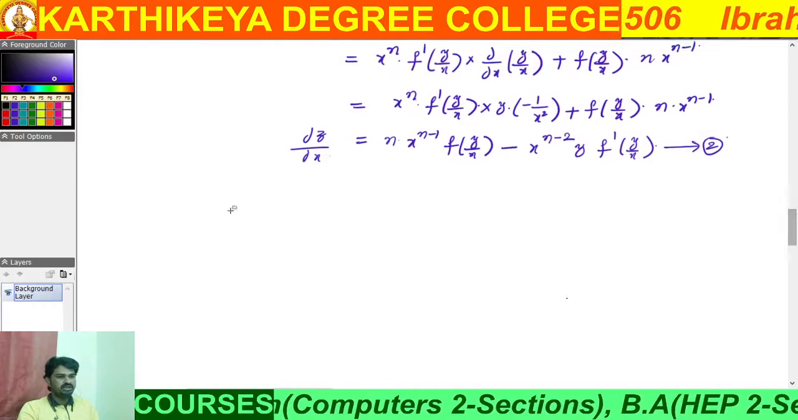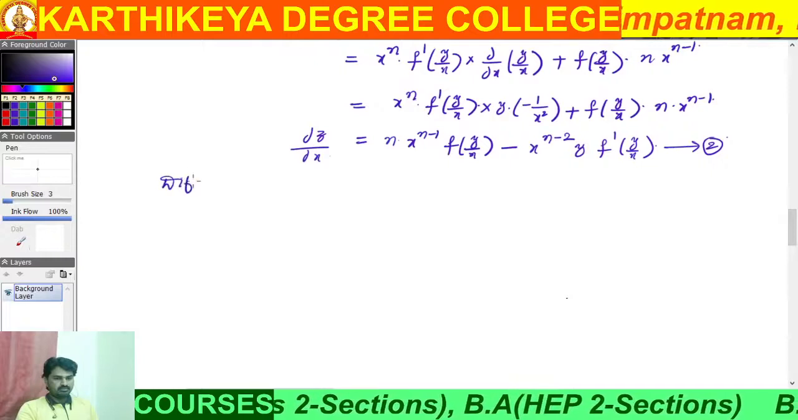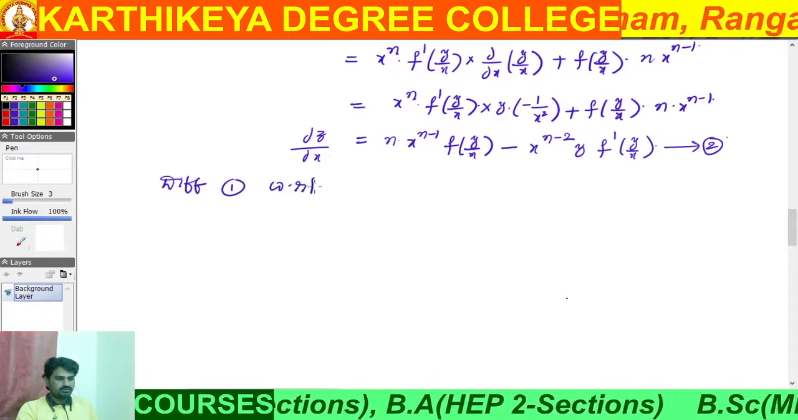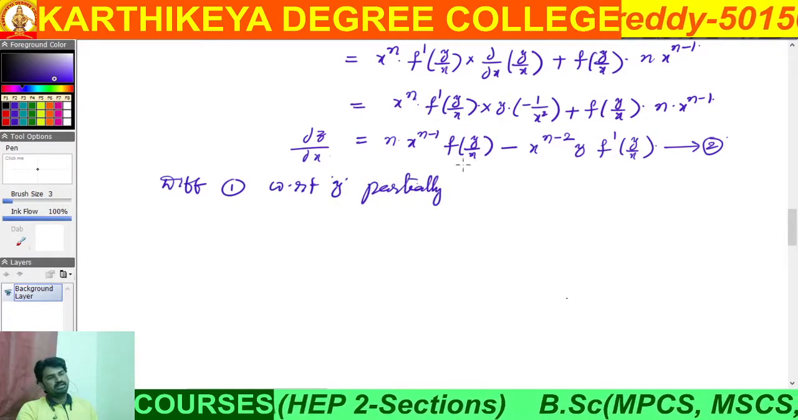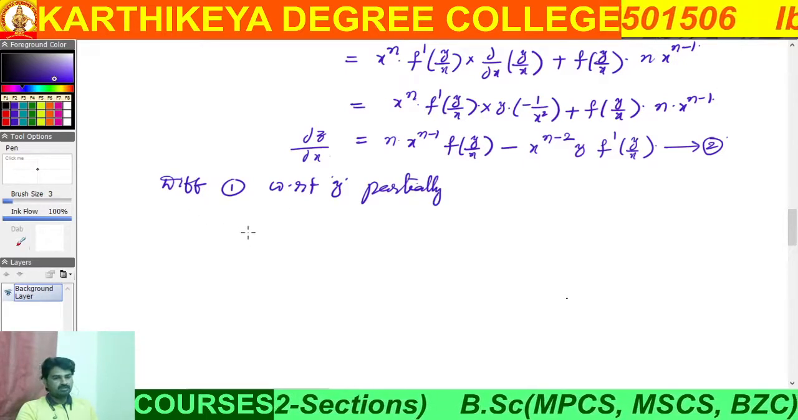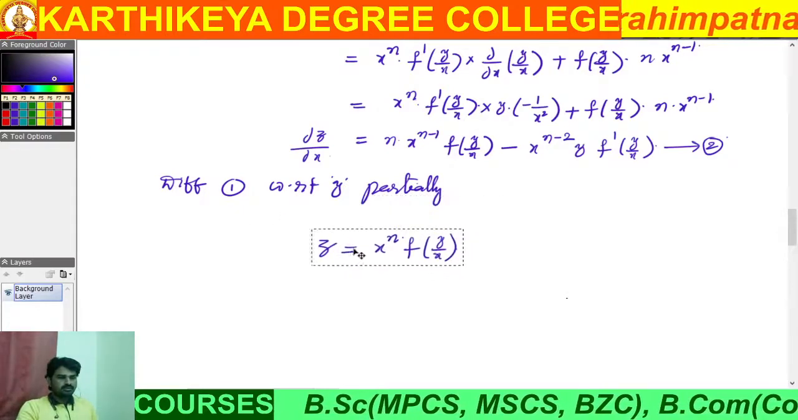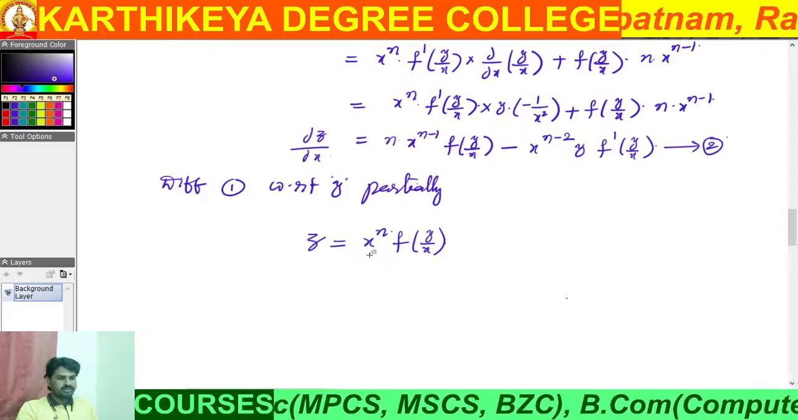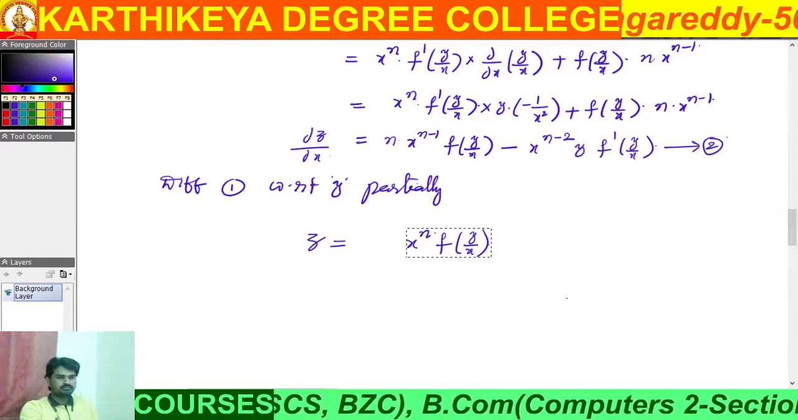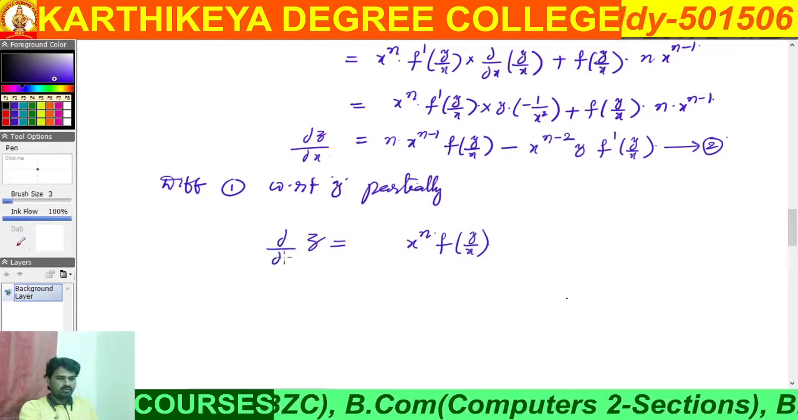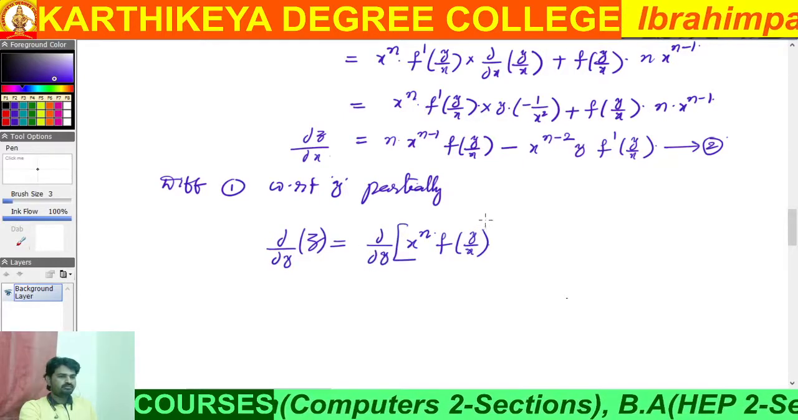Now the first equation can be differentiated with respect to y partially. In this one we can apply the partial derivative with respect to y on both sides. We will get dou by dou y of z, and next dou by dou y of this one.